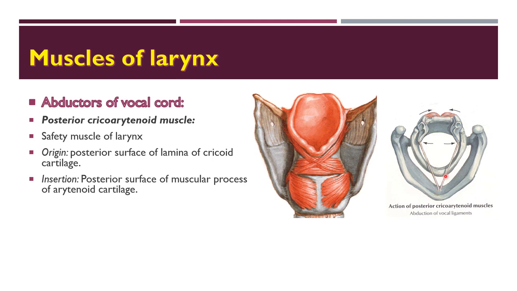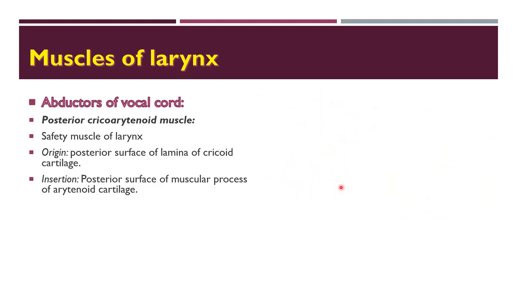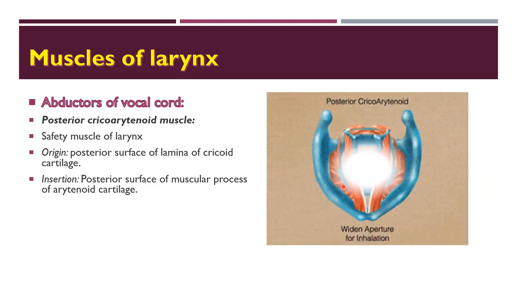It brings about abduction by two mechanisms. First, let us try to see the abduction of the vocal cord. You are able to see the vocal cords are abducted, and the tendon of the posterior cricoarytenoid muscle is pulling the muscular process backwards. When it pulls, naturally you are able to see the vocal cords are abducted. So this is brought about by a rotary movement. Mainly you are able to see the rotary movement here.